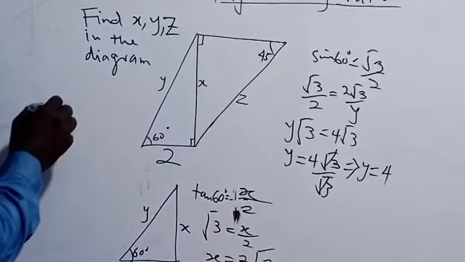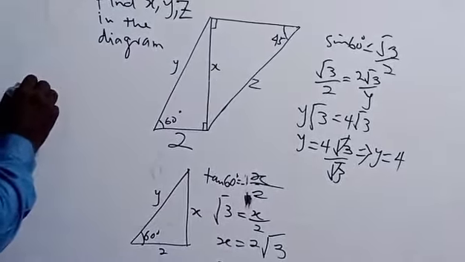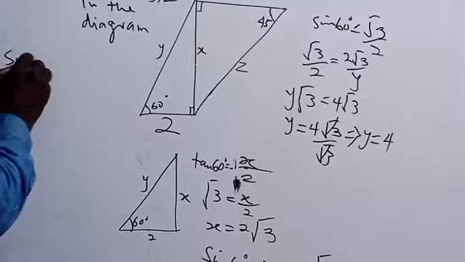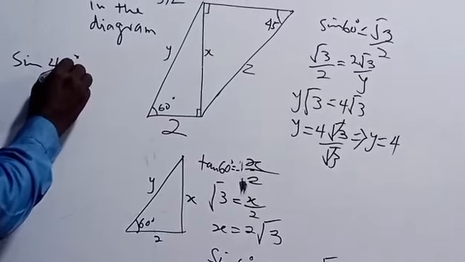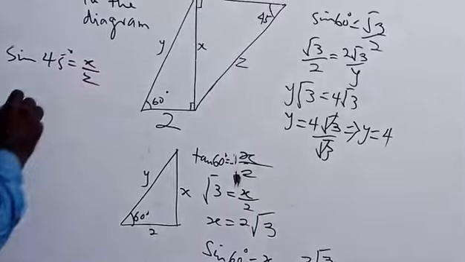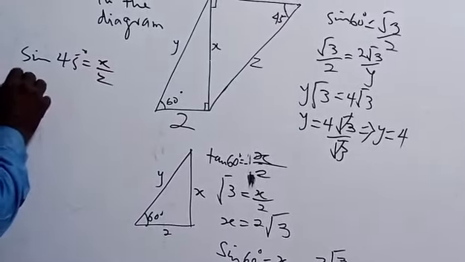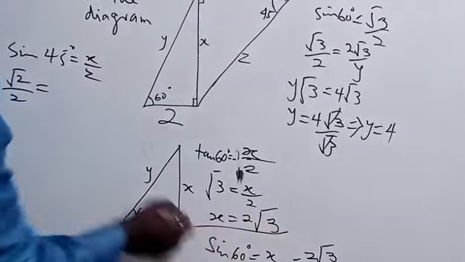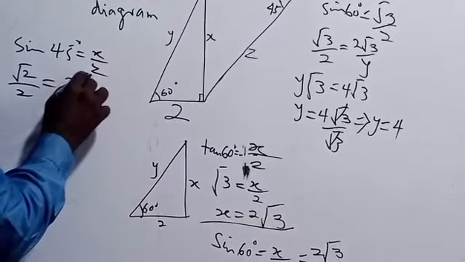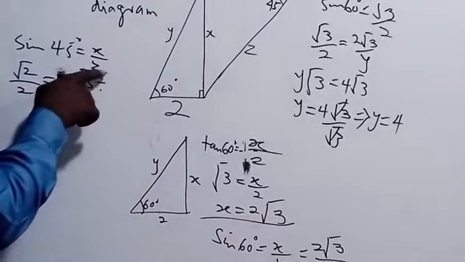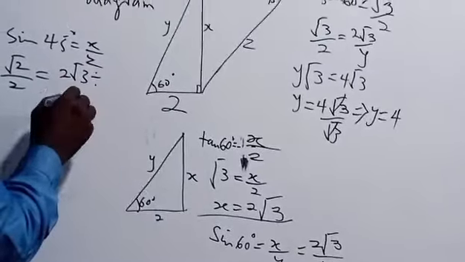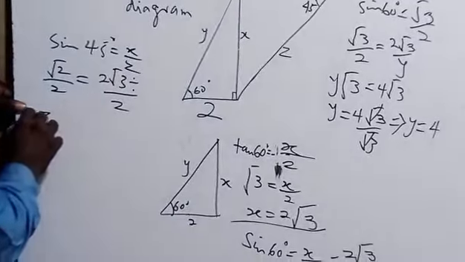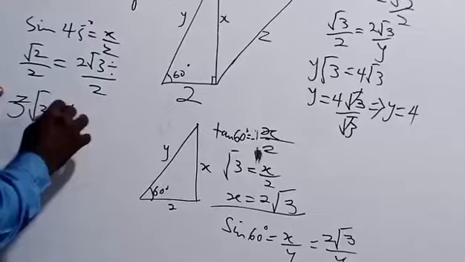So from there I can say, let me come here and say, for z, it can be this place over this. This is opposite over hypotenuse. So sine 45 degrees is the same thing as my x over z. Sine 45 is root 2 over 2 to be equal to, the value of my x is 2 root 3, 2 root 3 divided by the value of my z that I'm looking for. Is that correct?